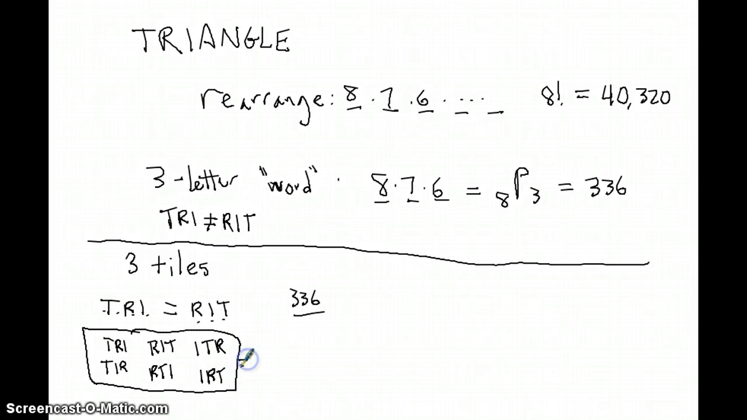So yeah, there's 336 ways to arrange these letters, but for every one of those arrangements, I end up getting 6 copies of the same collection. So I really only want to count that once instead of all 6. So I take 336 divided by 6, and I bet you $1 that's really going to be 56.